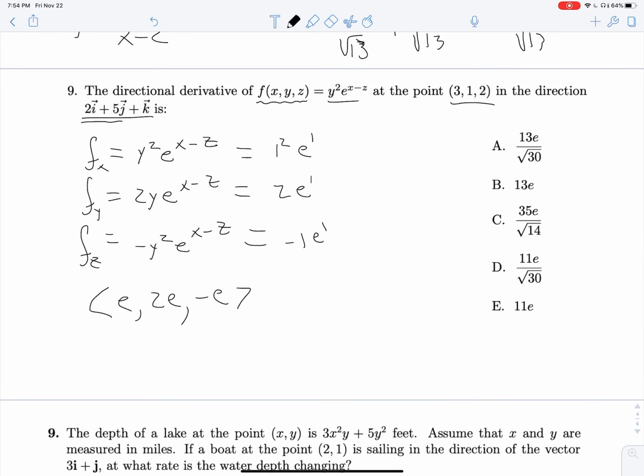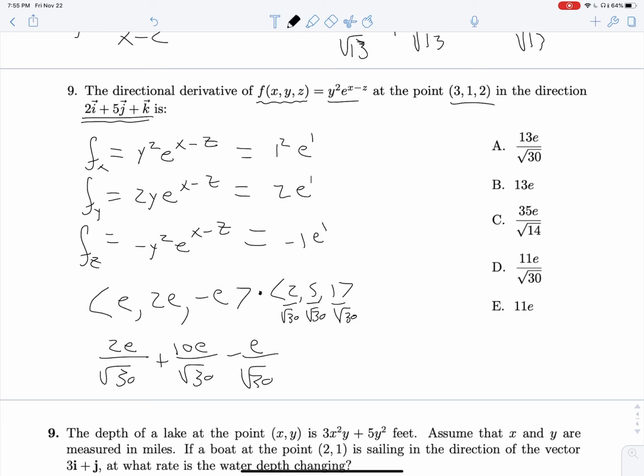Okay, perfect. So our direction vector that we're pointing in, that we want to find the directional derivative in, is 2, 5, 1. The magnitude of which will be root of 4 plus 25 plus 1, which is root 30. So we can divide everything in here by root 30 and take our dot product, bringing this down here. And let's see what we get. We will get 2e over root 30 plus 10e over root 30 minus e over root 30, which will give us 11e over root 30, and we're done.